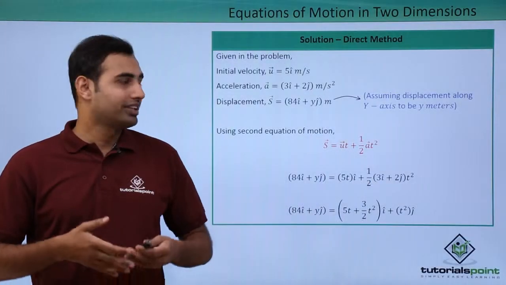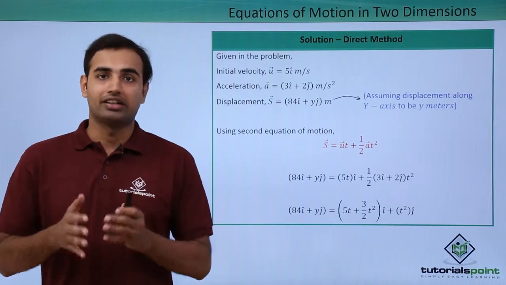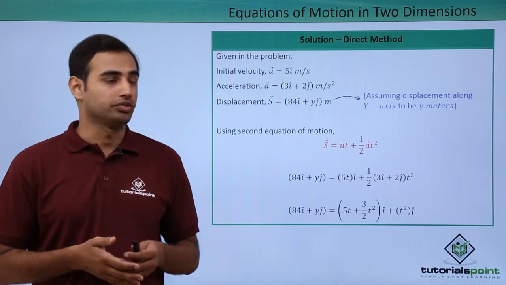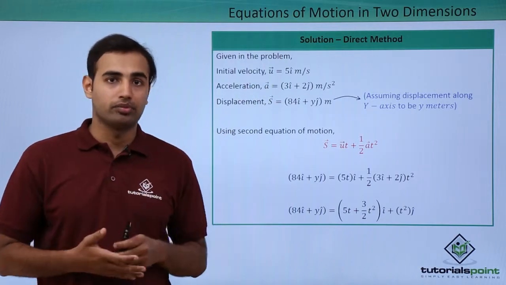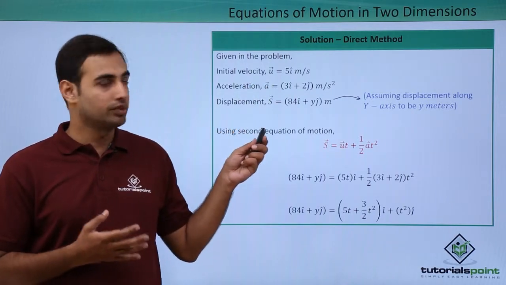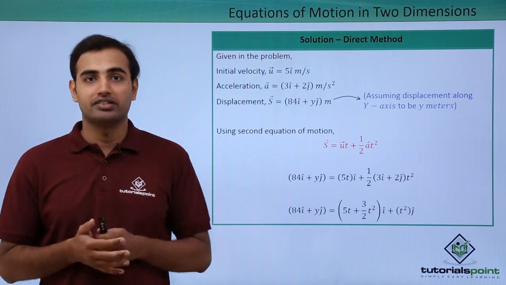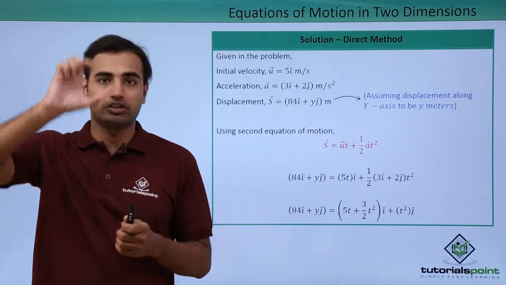The first method was the direct method in which we put every vector directly in their vector forms in the equation of motion. So for that, we have been given the value of u and a that you already saw in the problem. The value of displacement can simply be written as 84 i cap plus y j cap, where y is the displacement along the y-axis.